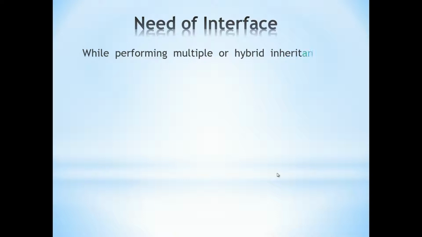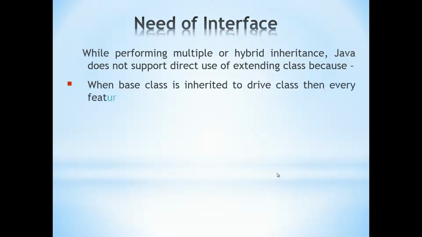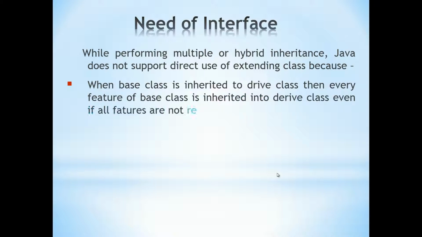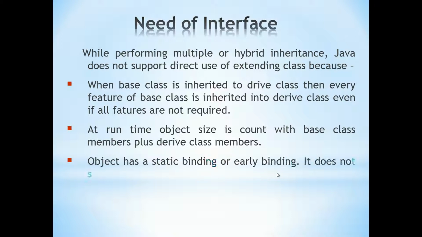Why do we need an interface? While performing multiple or hybrid inheritance, Java does not support direct use of extending a class, because when a base class is inherited into a derived class, every feature of the base class is inherited into the derived class, even if all features are not required. At runtime, object size is counted as base class plus derived class members. That is, object size is fixed or allocated at compile time. Object has a static binding or early binding. It does not support dynamic data binding.